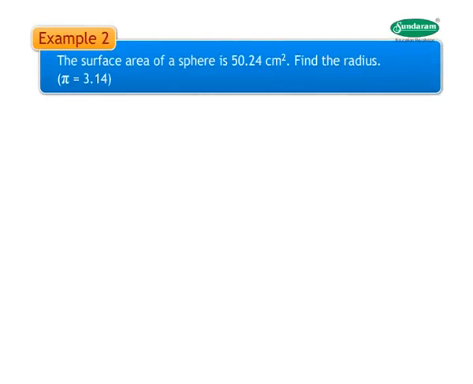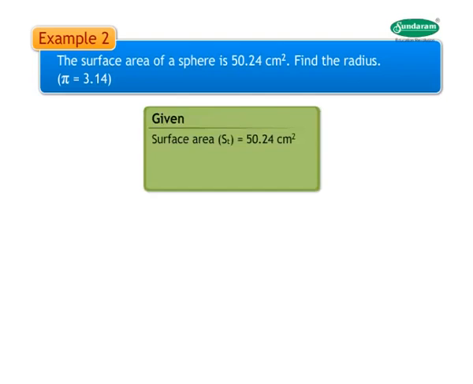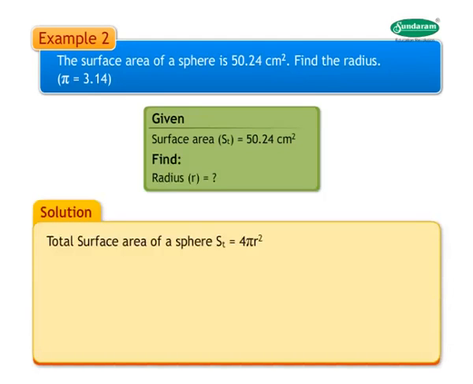Example 2. The surface area of a sphere is 50.24 centimeters square. Find the radius. Pi is equal to 3.14. Given, surface area is equal to 50.24 centimeters square. To find radius. Solution. Total surface area of a sphere is equal to 4 pi r square. 50.24 is equal to 4 into 3.14 into r square.